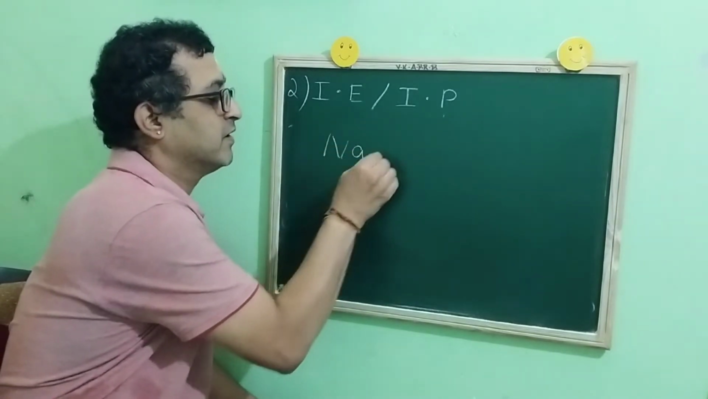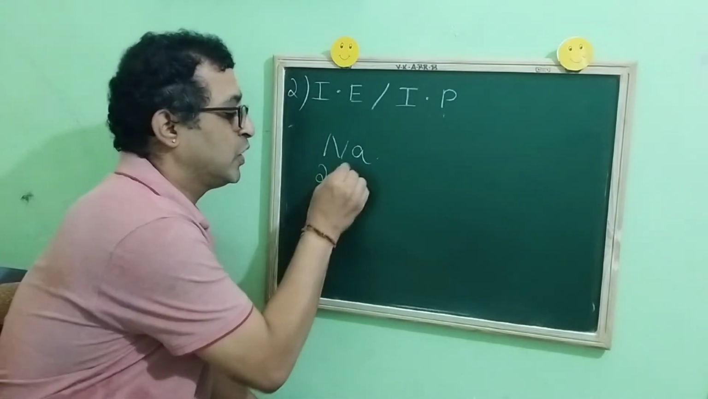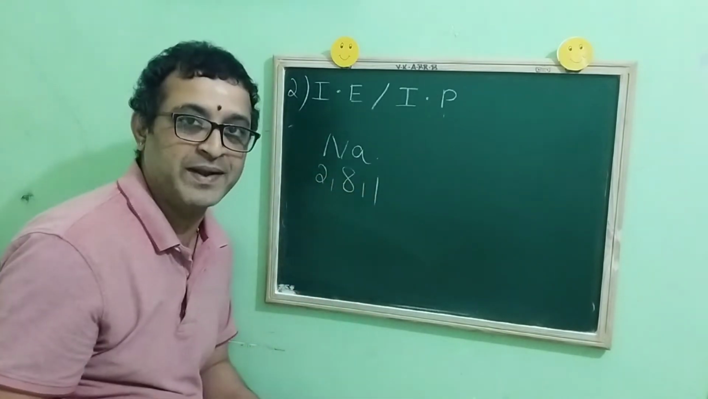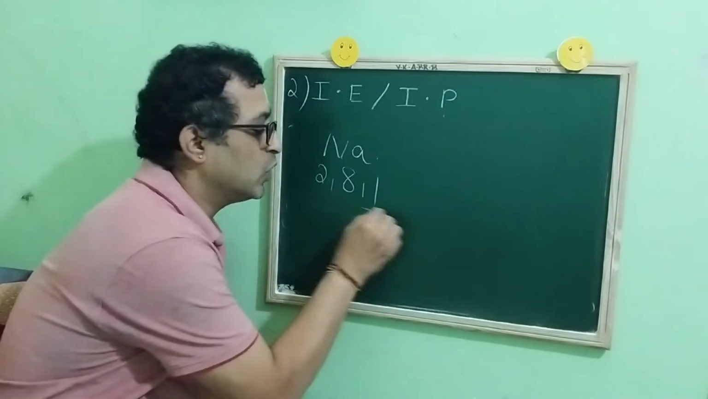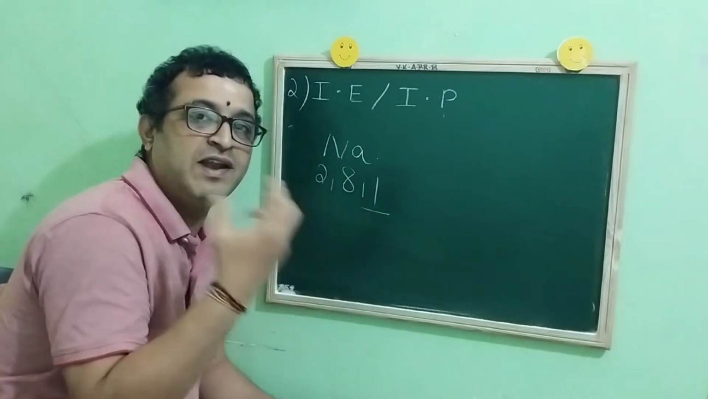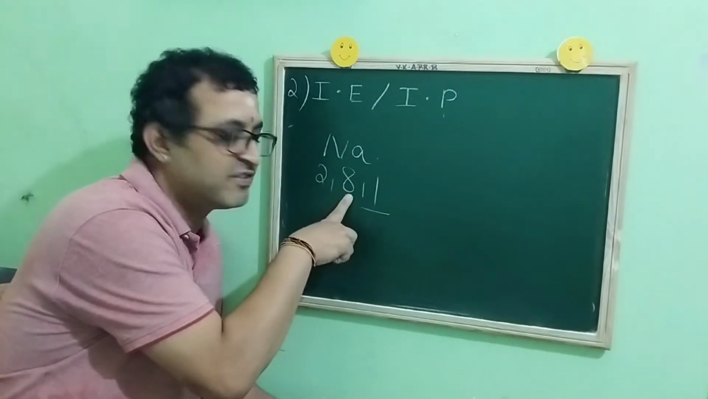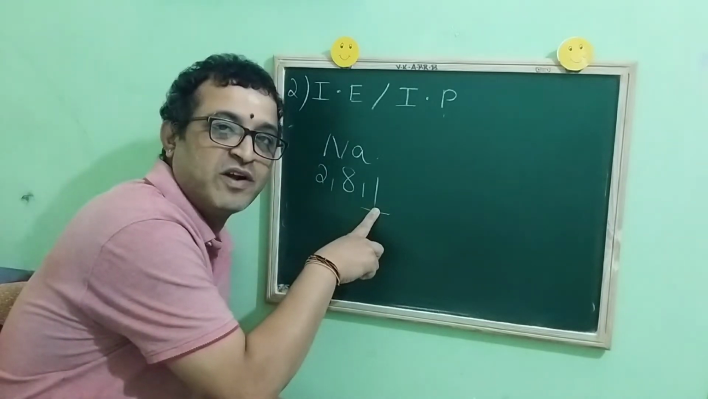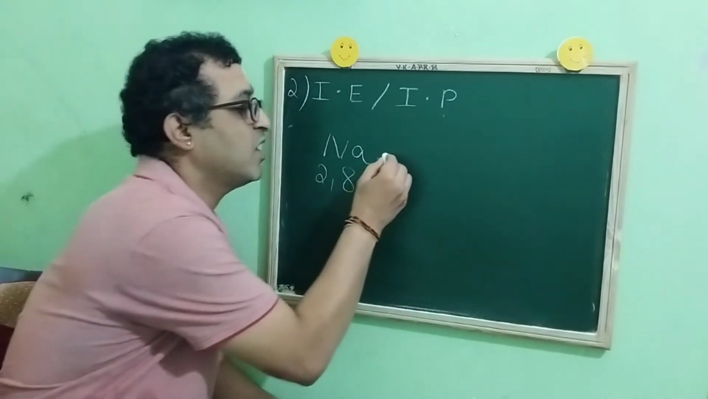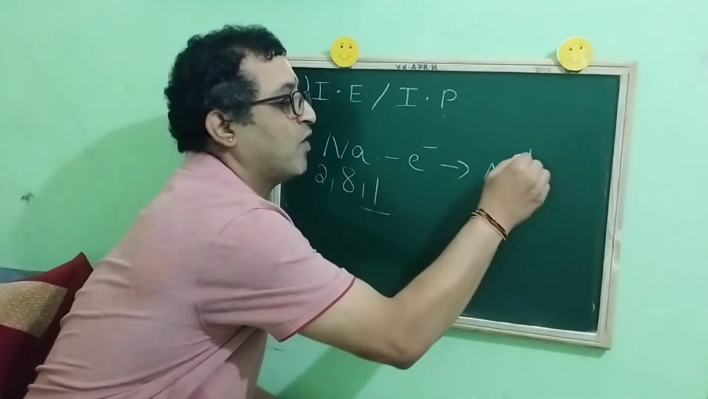Sodium, right? What is the electronic configuration of sodium? It is 2, 8, 1. Now, will it lose electron or gain electron? Obviously, sodium is a metal, it will lose electron. Which electron will it lose? The electron present in the first shell? No. Second shell? No. The electron present in the outermost shell.